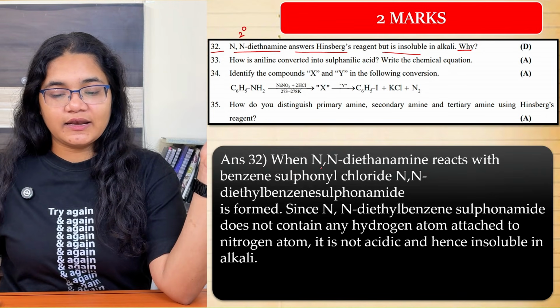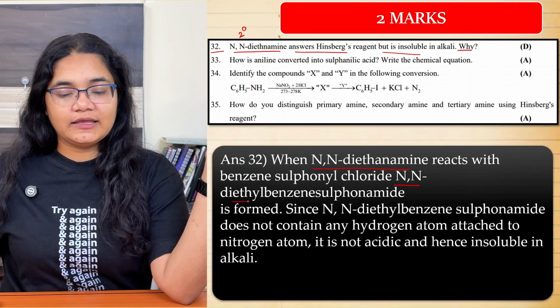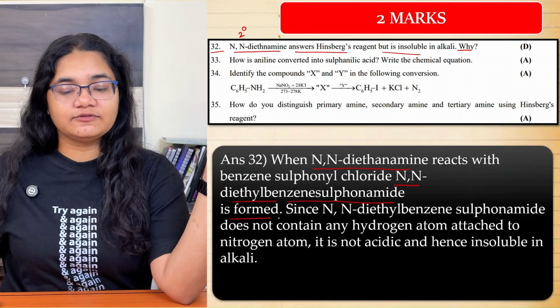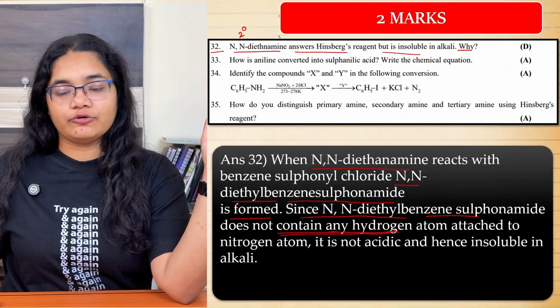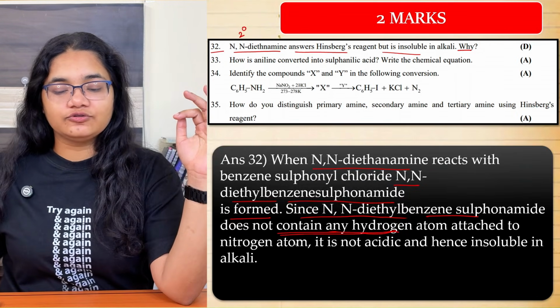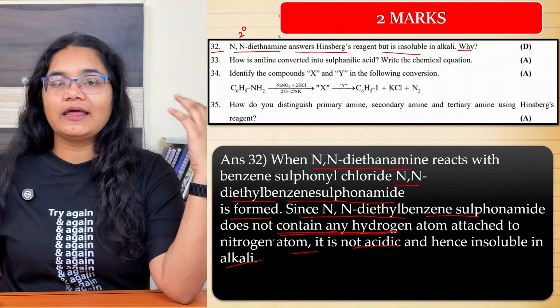You can see here that when N,N-diethylamine reacts with benzene sulfonyl chloride, N,N-diethyl benzene sulfonamide is formed. Since N,N-diethyl benzene sulfonamide does not contain any hydrogen attached to the nitrogen atom, this is the main point, it is not acidic and hence it is insoluble in alkali.